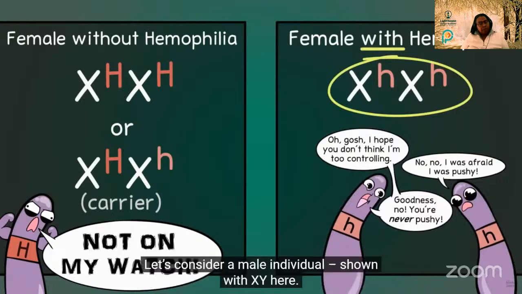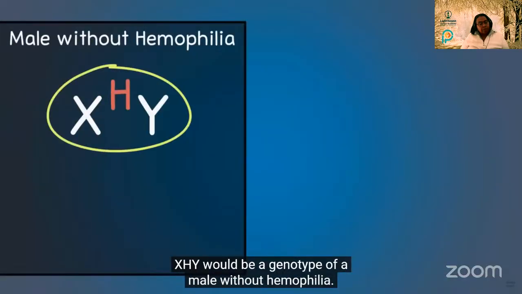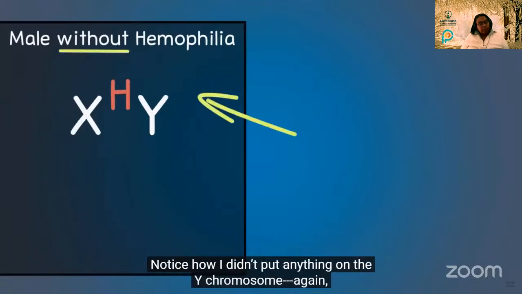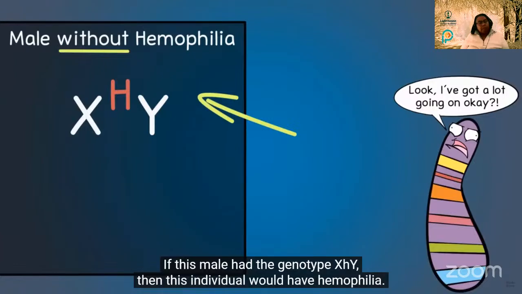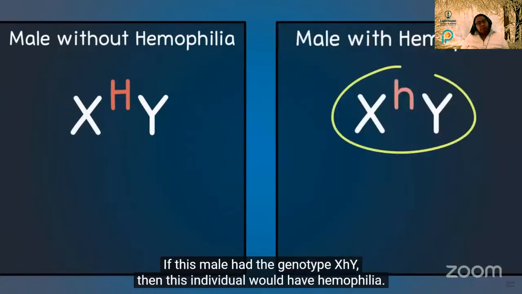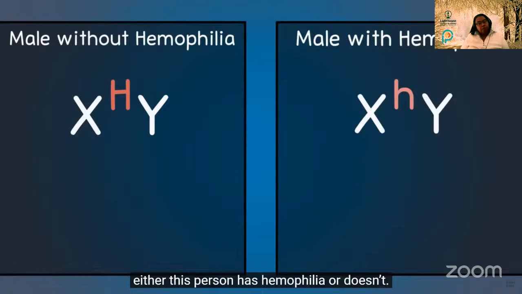Let's consider a male individual, shown with XY here. X^H Y would be a genotype of a male without hemophilia. Notice how I didn't put anything on the Y chromosome. Again, most sex-linked traits are on the X chromosome. If this male had the genotype X^h Y, then this individual would have hemophilia. Since there aren't two X chromosomes for this person, either this person has hemophilia or doesn't.